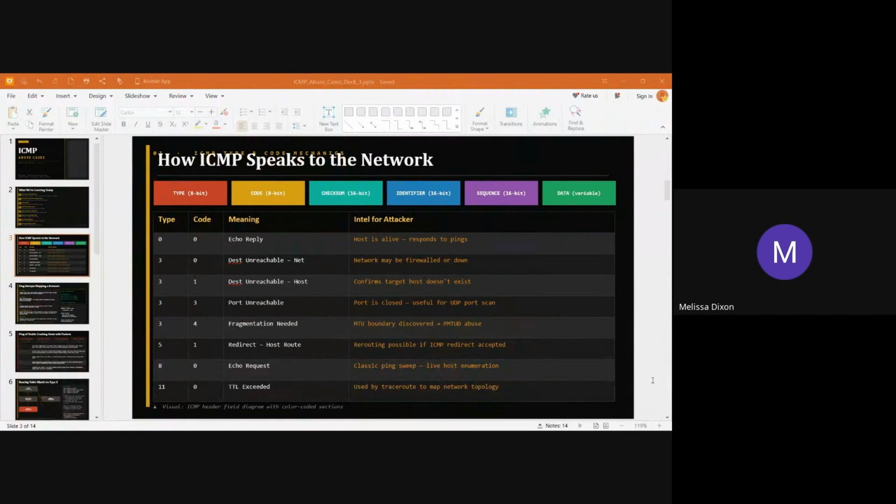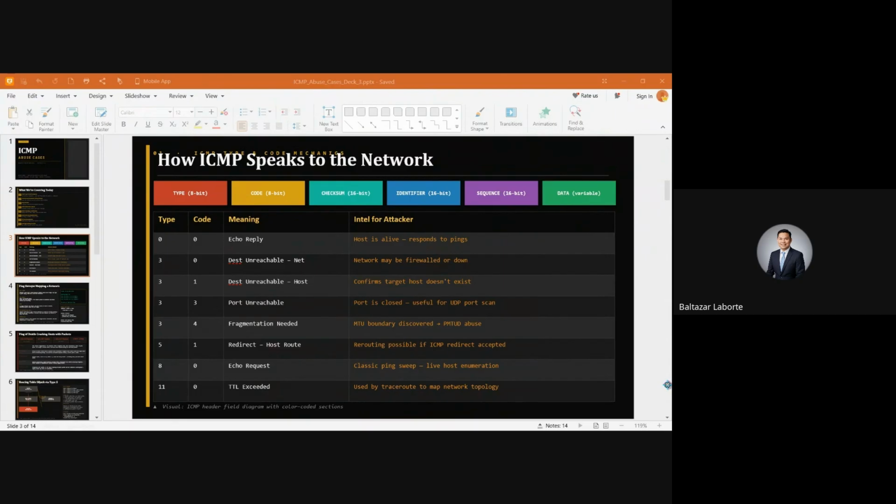So which type would you generate by running a traceroute? Does anybody know? If you were running a traceroute, which type would be generated? The hops. It'll be, let's see. I believe type 11, TTL exceeded. Each router decrements the TTL and sends back type 11 code 0 when it hits 0. So type 11, right?